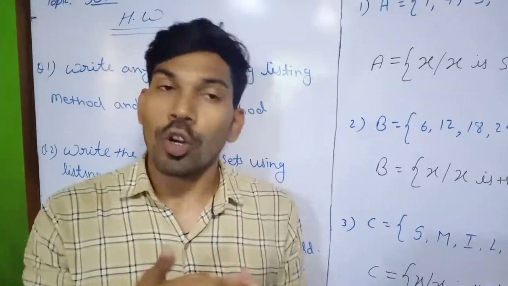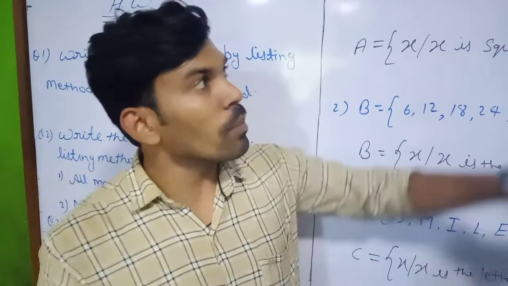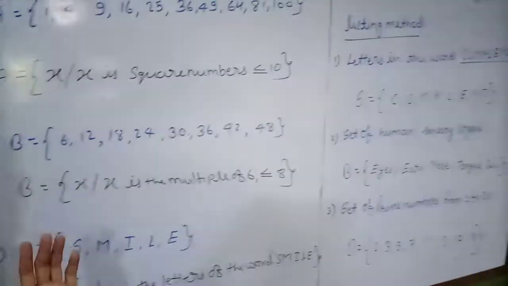So today we learned how to write the given set in the listing method or roster method, or the rule method. Both methods we repeated in problem practice set number 1.1.